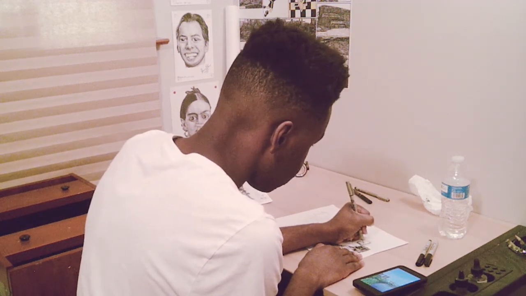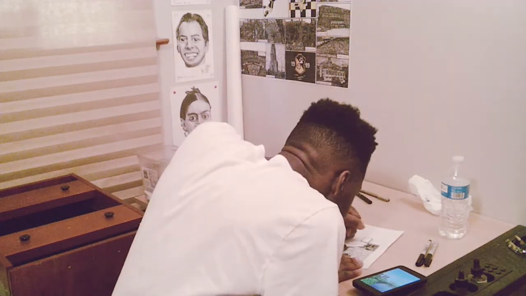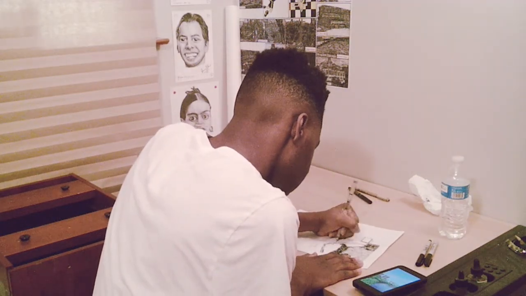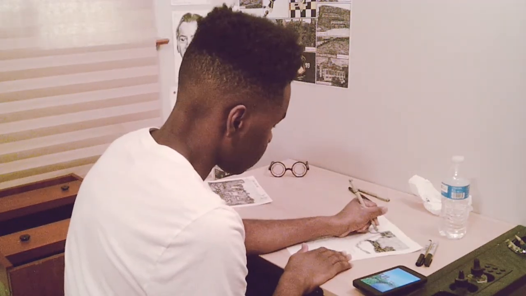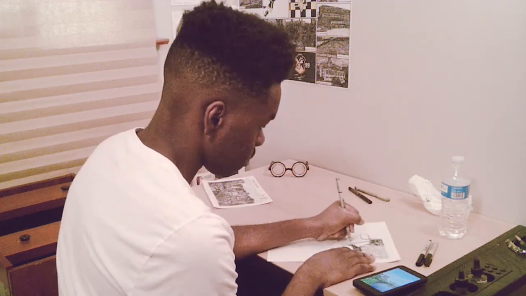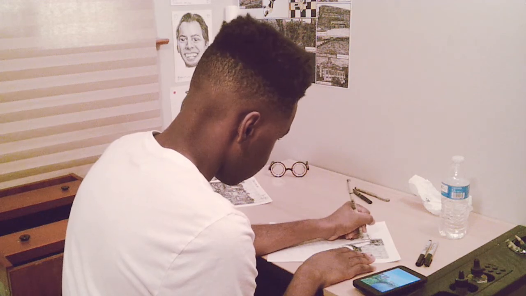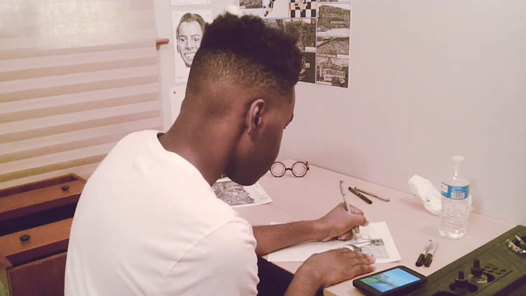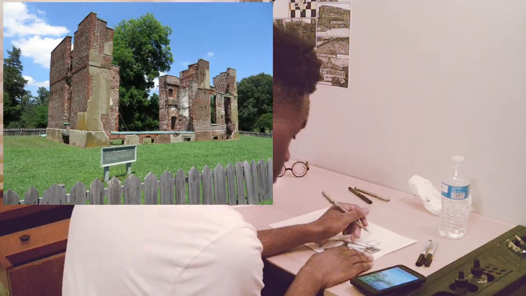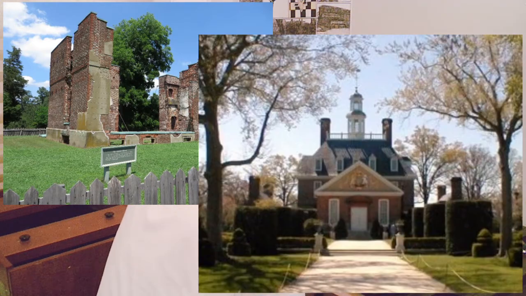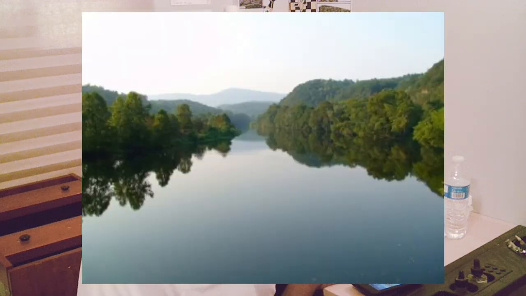Richmond is the fourth largest city in the state of Virginia. Also, it's the third capital city in that state. The first two capitals of Virginia were Jamestown and Williamsburg. Three of these places are actually located at the James River, which is the longest river in Virginia.